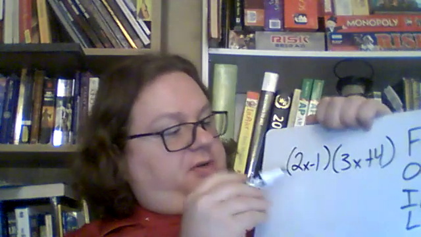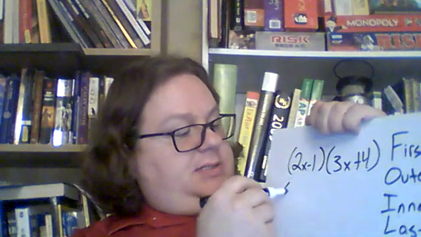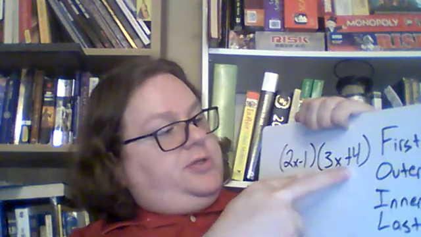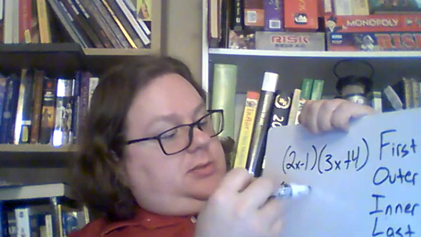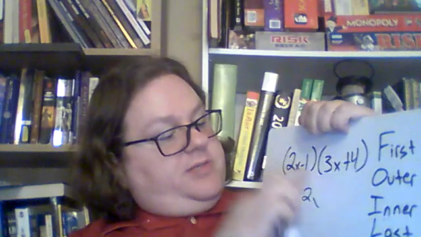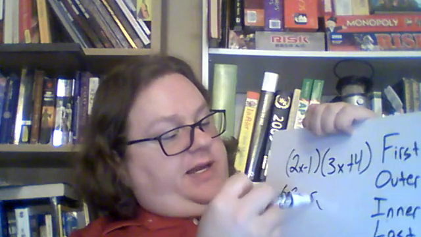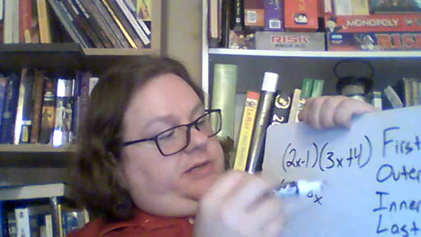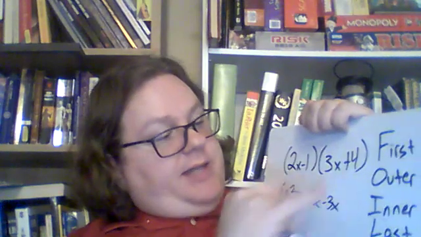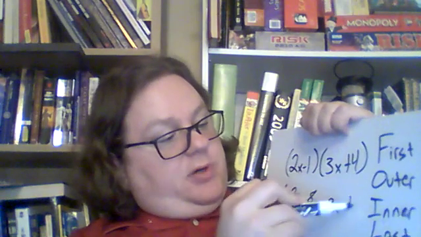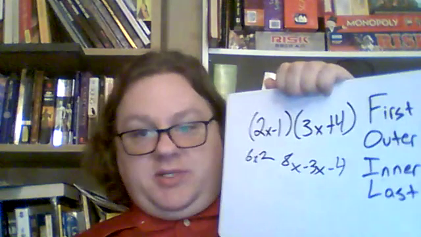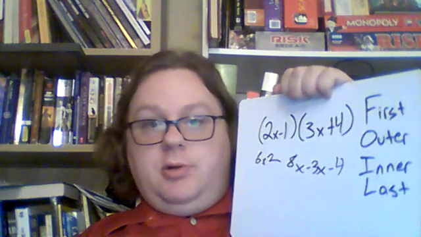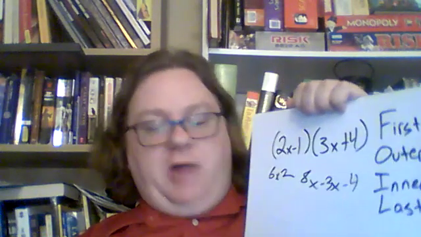So that means the first two, 2x times 3x, 6x squared. The outer two, 2x times 4, gives me 8x. Inner gives me minus 3x. And last is negative 4. See, same thing we just did, only it's got a handy little mnemonic to remember how to do it. First, outer, inner, last.